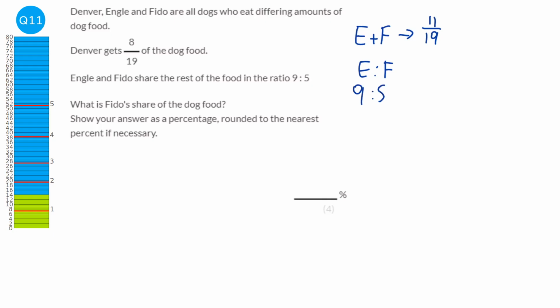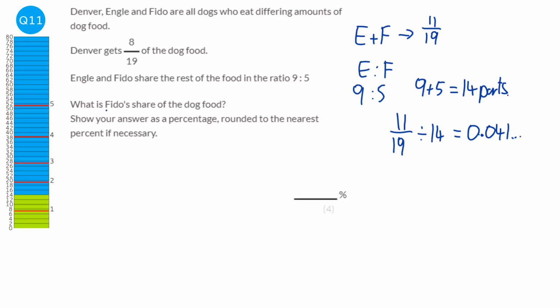And let's have a look and see, well, first of all, how many parts there are all together. So 9 plus 5, which is 14 parts. So there are 14 parts in total, and the share that they get is 11 over 19. So what I'm going to do is to find out what fraction one of those parts is worth by dividing 11 over 19 by 14. So each part is worth, and I'm just going to keep this in my calculator, 0.041 and so on.